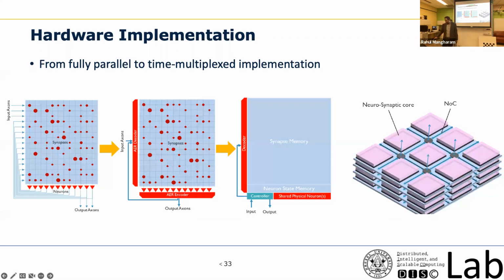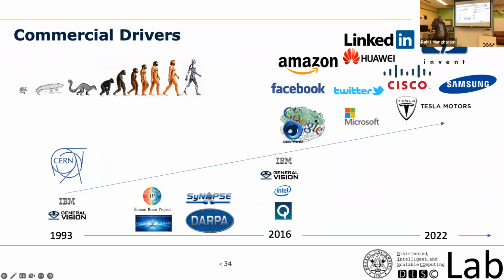Okay, got it. So this is kind of where neuromorphic hardware started. In 1993, only IBM and General Vision and some part of CERN were developing these spiking neural networks. Then it was picked up by the Human Brain Project, where I started working, and then other partners, Intel, IBM, and many other people are now working on developing this neuromorphic hardware.